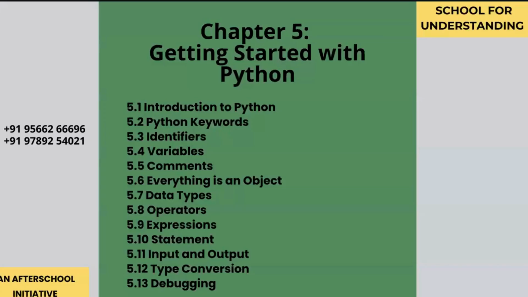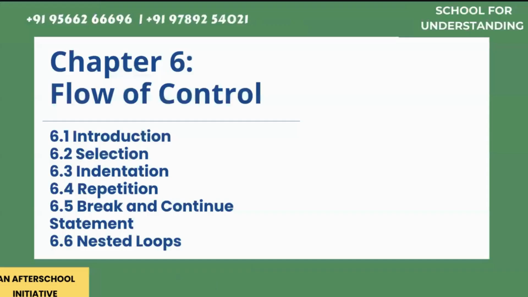Moving to Chapter 5, which is Getting Started with Python, which helps you dive into coding using the Python programming language. So this chapter has the following sections, starting with Introduction to Python, then Python keywords, followed by identifiers, then variables, next commands, followed by everything is an object, then data types, next operators, then expressions, followed by statement, then input and output, next type conversion, and finally debugging.